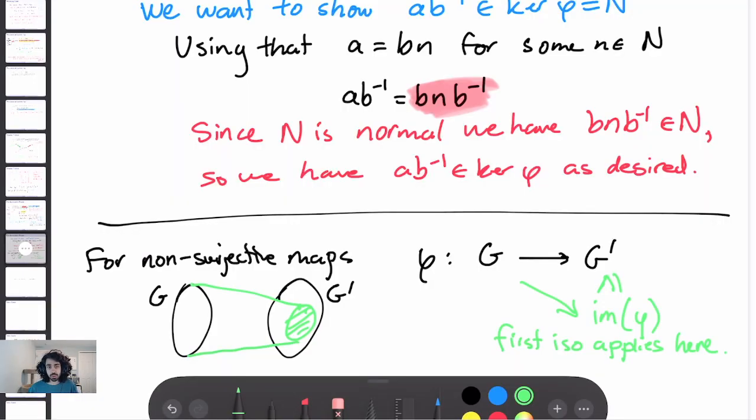So I might not be able to represent the entire codomain as looking like cosets from the original group, but I can represent the only piece of the codomain that matters from the perspective of this map as coming from these cosets.